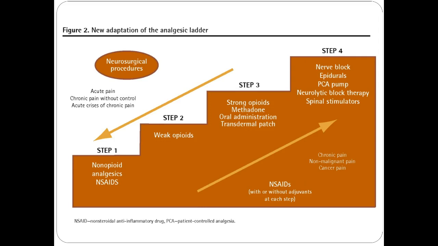Somebody decided to take this ladder and make it a little bit different. So they took the WHO ladder and added a couple different things to it. So you can see the difference. Steps 1, 2, and 3 are basically the same thing. Step 4 adds a bunch of other stuff. So stuff that the WHO ladder doesn't even talk about, like nerve blocks.